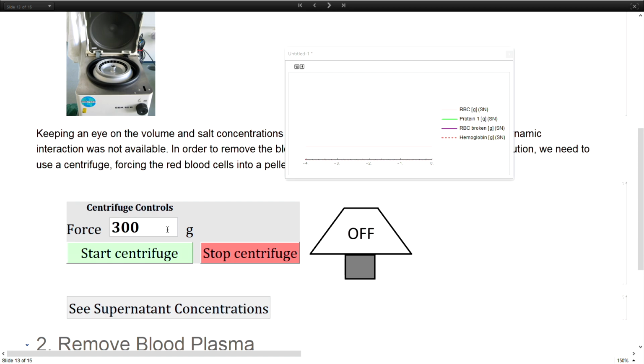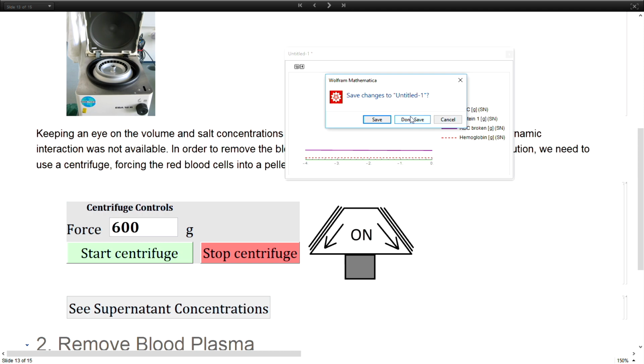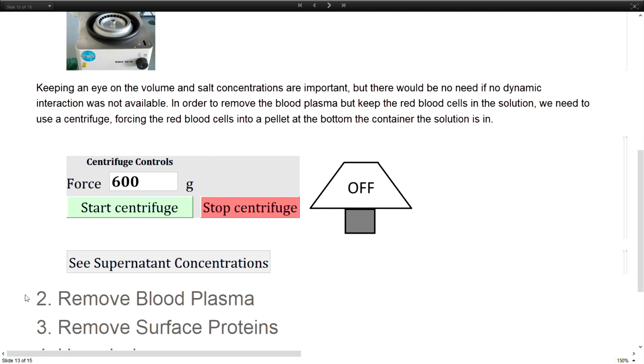We can also allow them to make mistakes, such as the lab protocol will tell them you shouldn't centrifuge these harder than 500 Gs. But what will happen if we do that anyway? We can allow them to make mistakes. Well, as we'll see here, the broken red blood cells will start to increase because we're actually breaking the cells. And then we can stop the centrifuge, and we can move on to the next step.